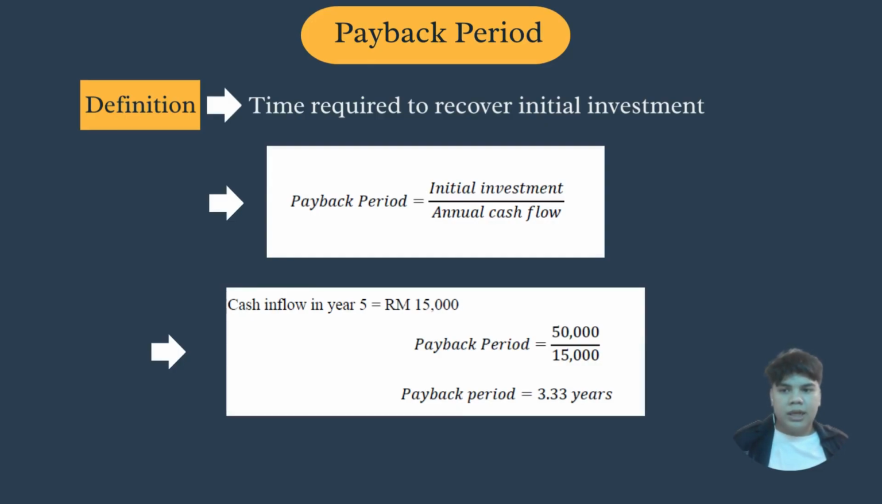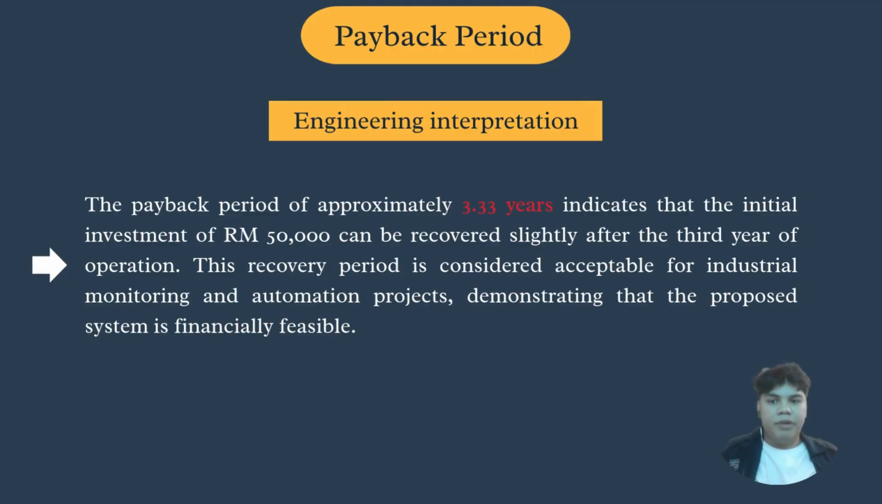Based on the initial investment of 5,000 and annual cash inflow of 15,000, the payback period is 3.33 years, meaning that the investment is recovered slightly after the third year. Based on the payback period analysis, this project recovers the initial investment of 5,000 slightly after the third year of operation, with a payback period of approximately 3.33 years. This recovery period is considered acceptable for industrial monitoring and automation projects, indicating that the proposed system is financially feasible.